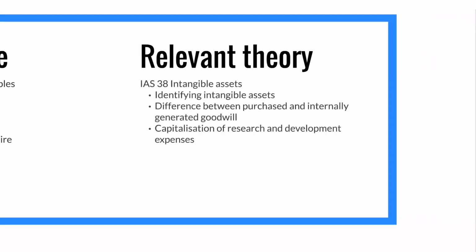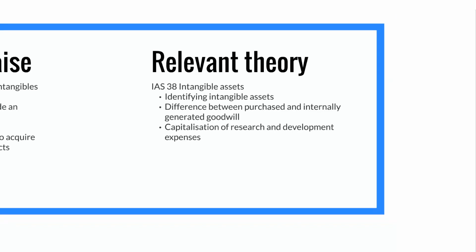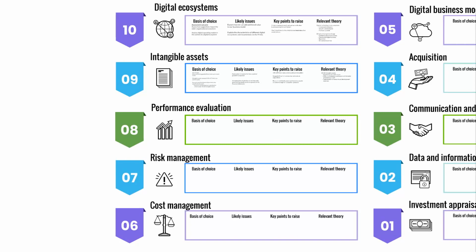So, relevant theory, obviously, IAS 38 Intangible Assets is going to be the big one. You're going to be expected to identify what the intangible assets are, and the difference between purchased and internally generated goodwill. As I said, learn those concepts and also understand the group accounting side of things. That's not IAS 38, that's to do with business combinations, but it is relevant to both. So it could be worth reading up on group accounting and goodwill recognition there as well, just to prop up any answer you might be required to give. And then make sure you learn the criteria and the steps for the capitalization of research and development expenses.